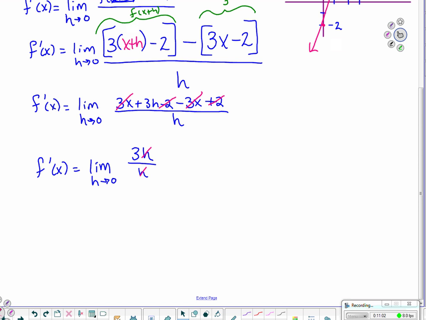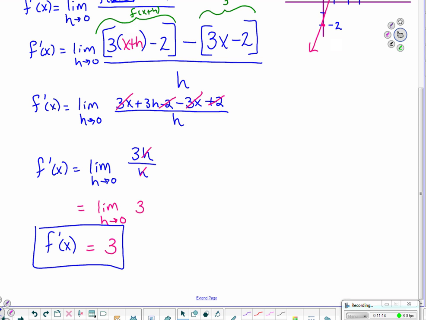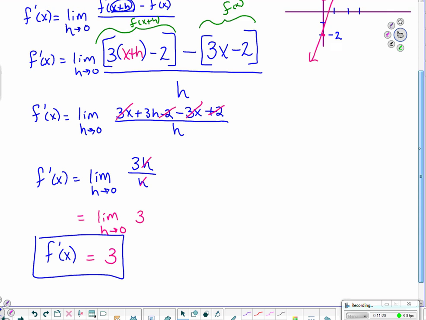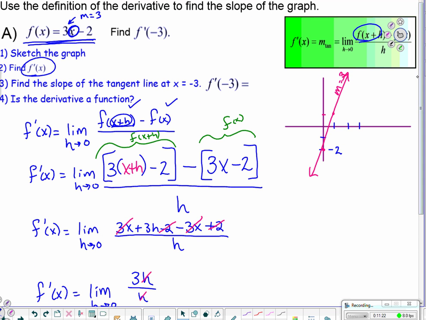The limit as h goes to 0 of 3, well, the limit of a constant is the constant, isn't it? And voila, no big surprise, we came out with the derivative equaling 3. Remember, a derivative, rate of change, actually instantaneous rate of change.